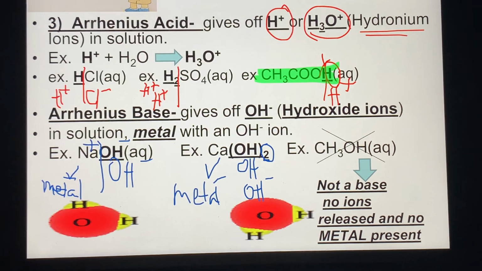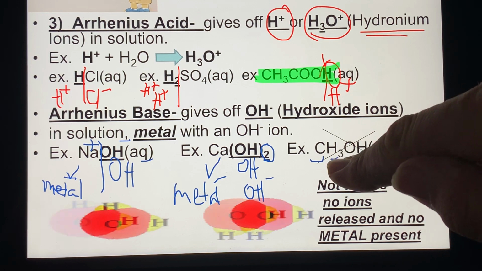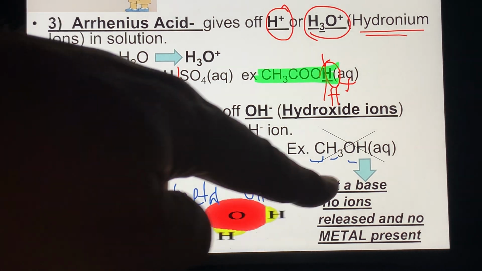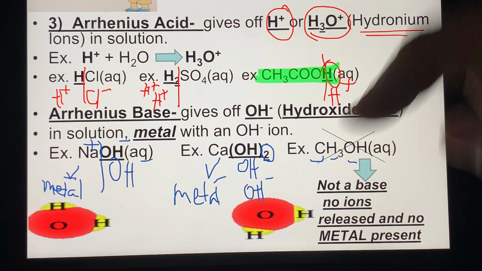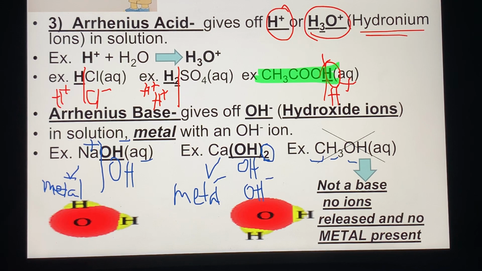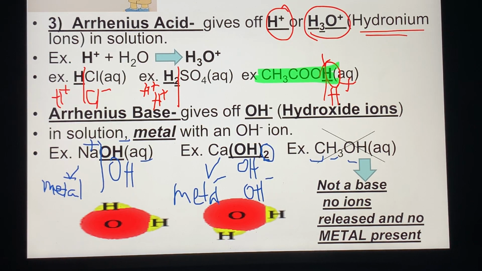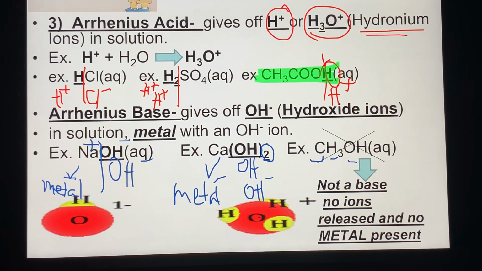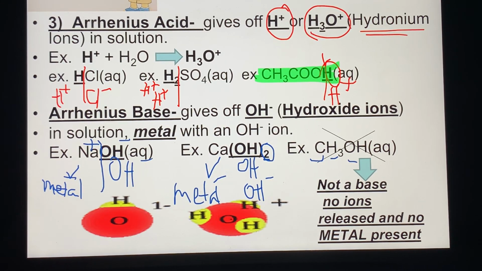The last compound here is CH3OH. The CHO. C-H-O tells you it's not a base: no ions released, and no metals present, right? Carbon's not a metal. If you refer to your periodic table, carbon's on the right side of the staircase. That is a non-metal. Okay, so again, acids release H+ ions or H3O+. Acids have the H in the front, except for CH3COOH, which has the H in the back. Again, look at your table K there. An Arrhenius base gives off OH negative ions, or what's called hydroxide ions, in solution.